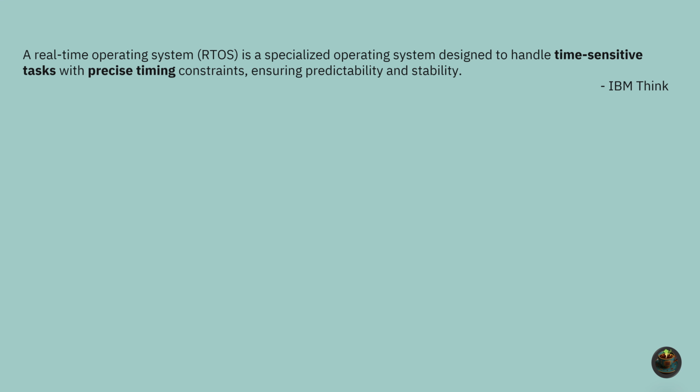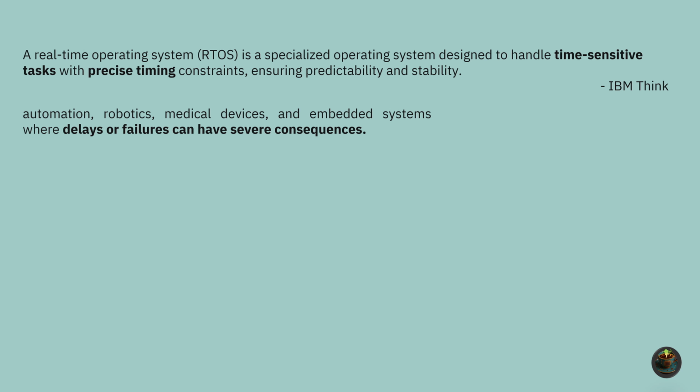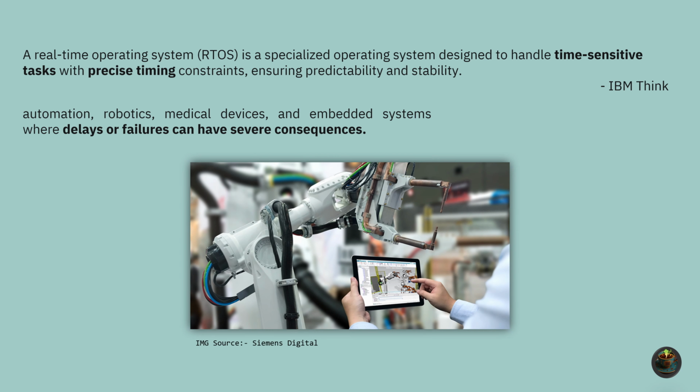To ground our understanding, let's hear how industry giants like IBM define a real-time operating system. IBM defines it as a specialized operating system designed to handle time-sensitive tasks with precise timing constraints, ensuring predictability and stability. In simple terms, an RTOS is built not just to work fast, but to work on time, every time. It's used in places where delays aren't just inconvenient, they're unacceptable. Imagine a robotic arm performing a delicate surgery. If a task is late by even a millisecond, it's not just a bug, it could mean disaster.